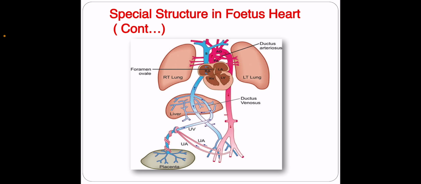This image shows the special structures present in a fetus heart. Here you can clearly see the ductus arteriosus, which connects the aorta and pulmonary artery. There is also the foramen ovale, which connects the right and left atrium. Then there is the ductus venosus, which connects the umbilical vein and inferior vena cava. There is an umbilical artery which comes from the hypogastric artery.